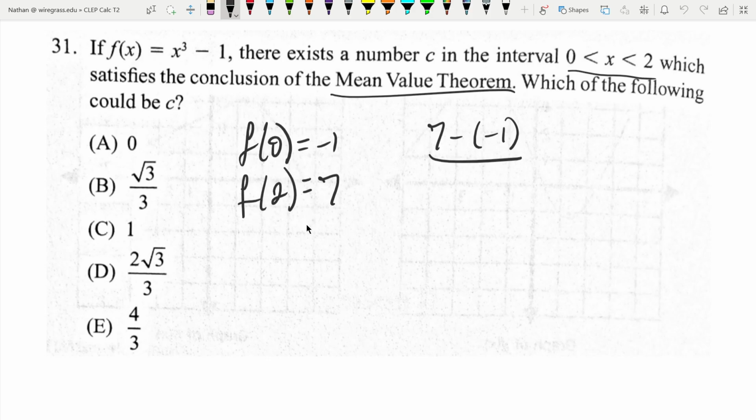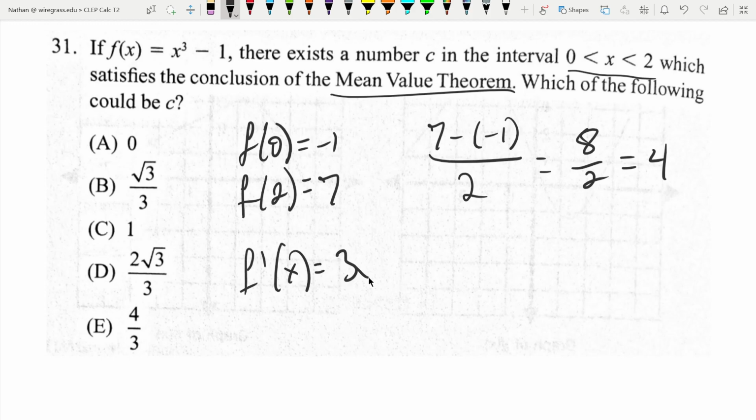So it's from 0, 1, 2, right? It's a change of 2 values. So it's going to be 8 over 2, which equals 4. That means that at some point in this interval, 0 to 2, there is a derivative of 4 for this function. And that can be easily found by just finding the derivative of this, which is 3x squared, and setting that equal to 4.